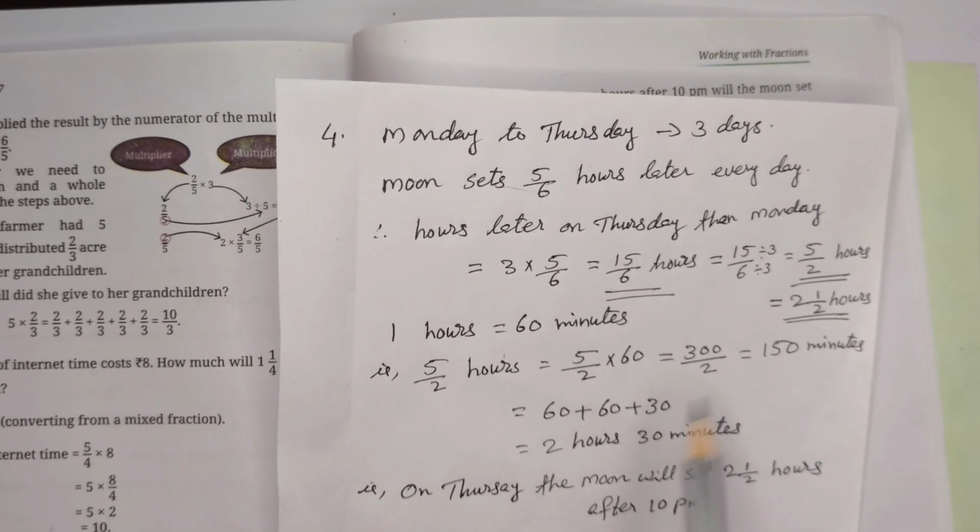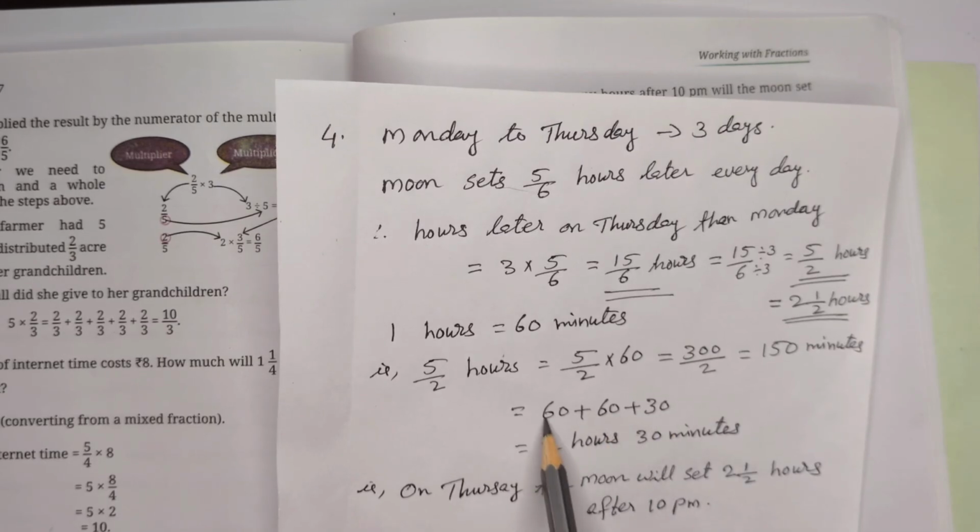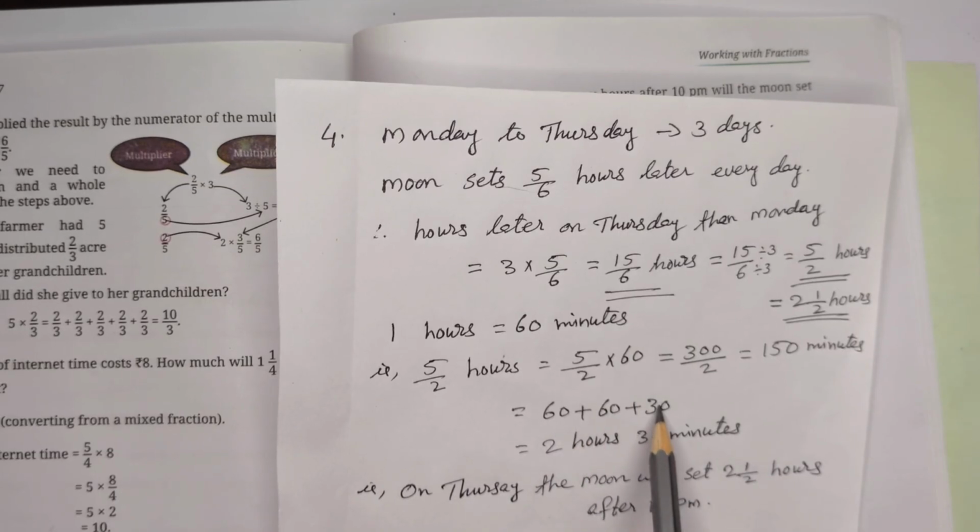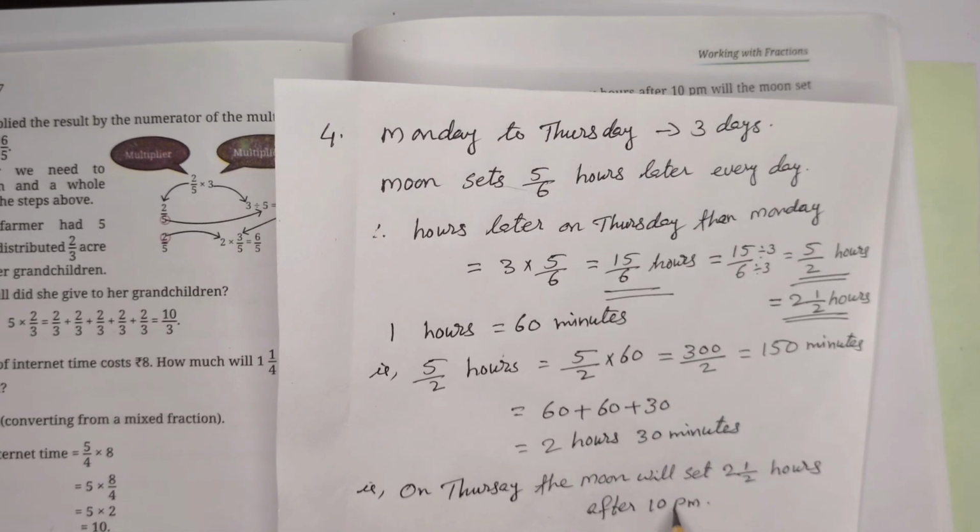150 means we know that 60 plus 60, 120 plus 30. 60 plus 60 means 2 hours. 1 hour is equal to 60 minutes. So 2 hours and 30 minutes. So that way also we can think and write. On Thursday, the moon will set 2.5 hours after 10 p.m.